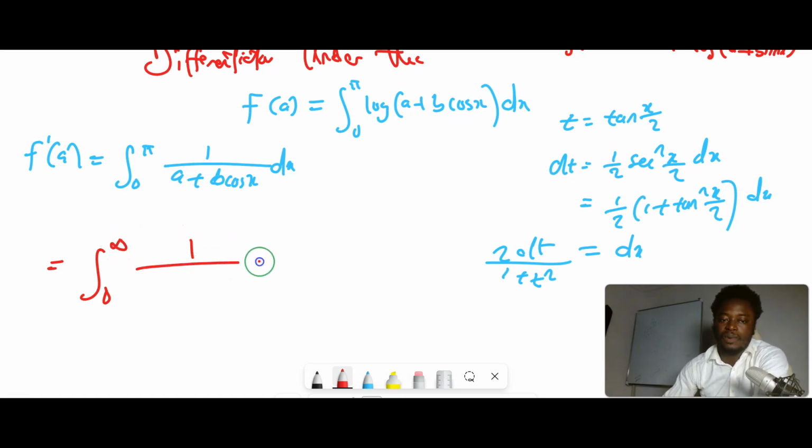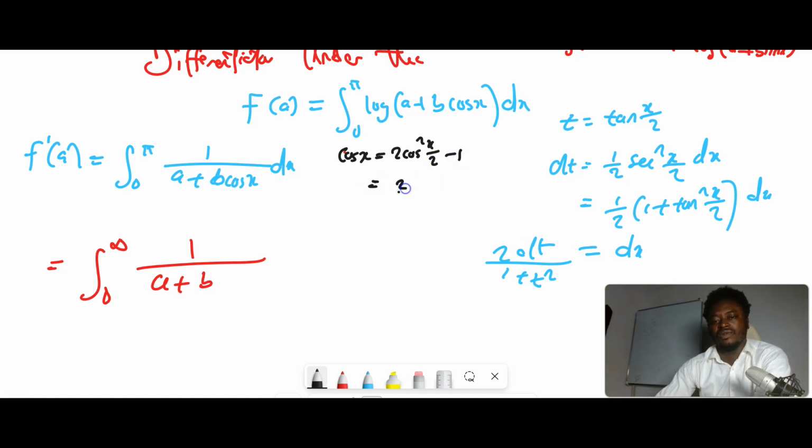Then you have a 1 plus a plus b. Now what is cosine of x in terms of tan x over 2? Well, it's not too hard to derive the relation, because you notice here that cosine of x will be 2 cosine squared x over 2 minus 1.